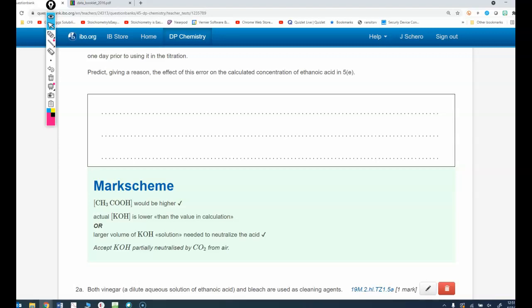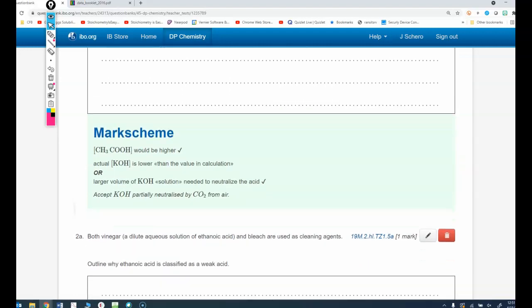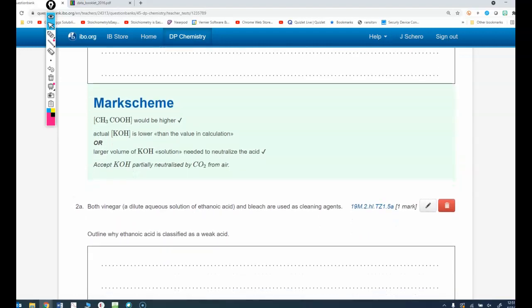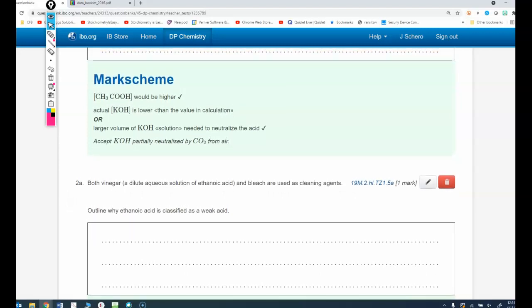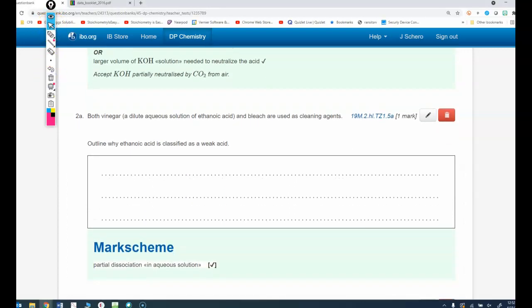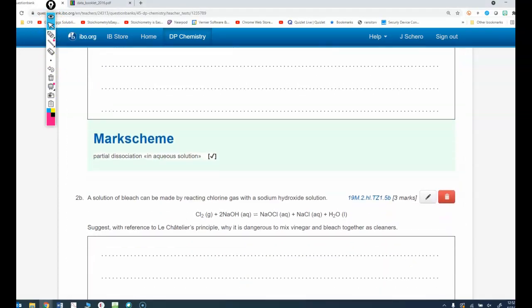And then, okay, so the correct answer is there on your screen so you can see how that turns out there. Okay, continuing on. Both vinegar and bleach are used as cleaning agents. Outline why ethanoic acid is classified as a weak acid. Hopefully you said that it only partially dissociates. Okay, hopefully that is what you said, that it only partially dissociates. And that is the correct answer.